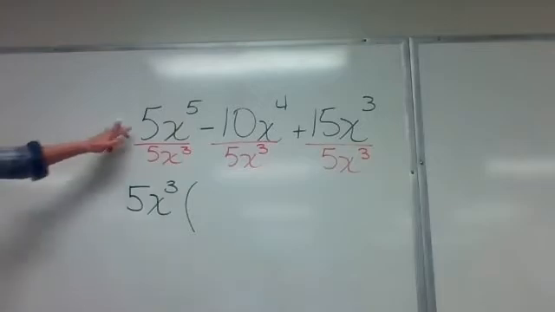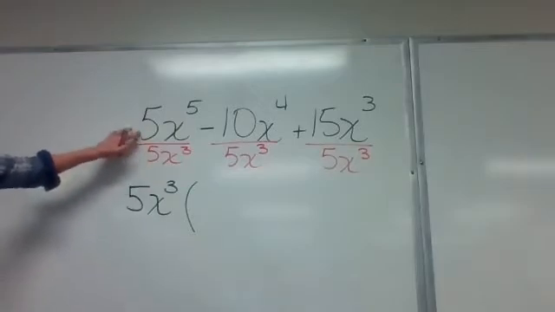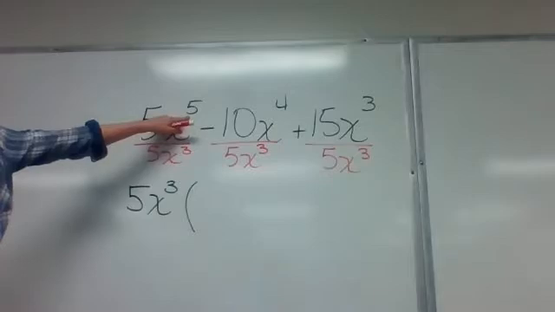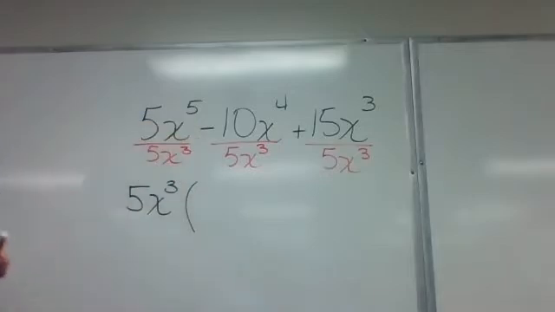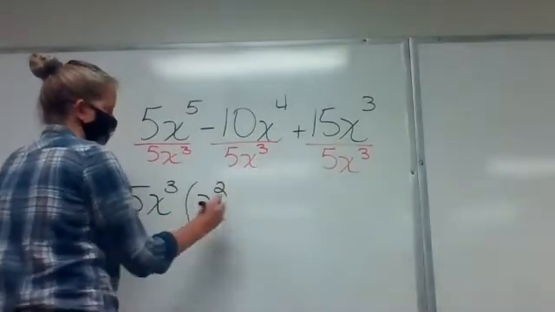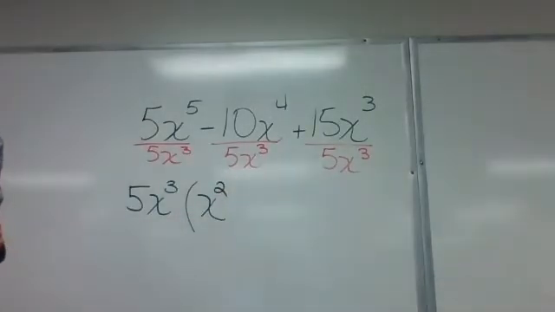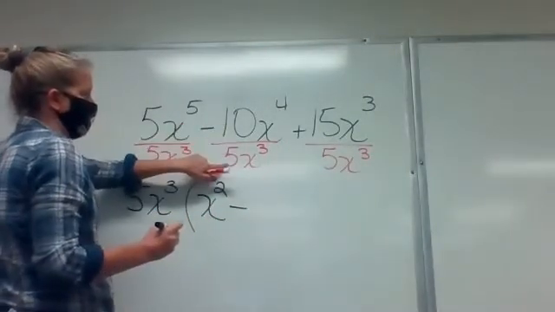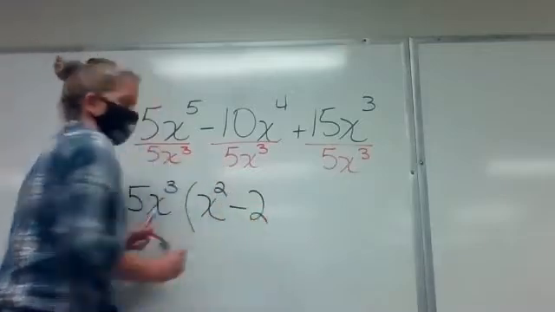So if I'm dividing here, 5 over 5 cancels. Let's see how much x is left. If I had x to the 5th, and I pulled out x to the 3rd and subtract my exponents, I still have x squared, minus 10 divided by 5 gives me 2.